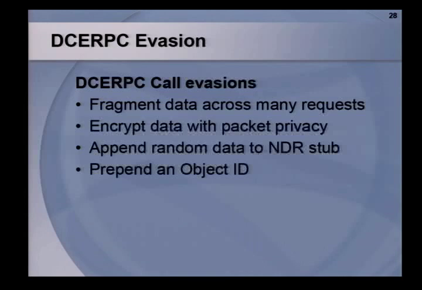A side effect of the NDR stub and being able to append data to the end of it is that anything you put into the stub is calculated as part of the length field of the DCRPC call, even if the program you're talking to doesn't decode that part of the stub. Where that matters is if you're doing an exploit for a DCRPC service and you want to stick some shellcode into it, but you don't really have enough room for your shellcode, just stick 4 megabytes of shellcode at the end of your DCRPC request and it works fine.